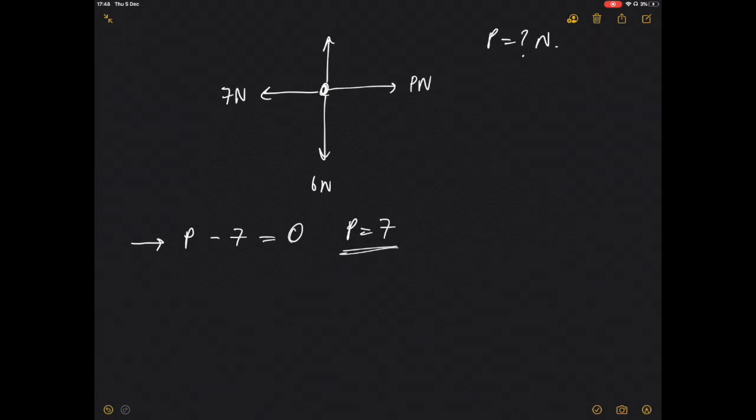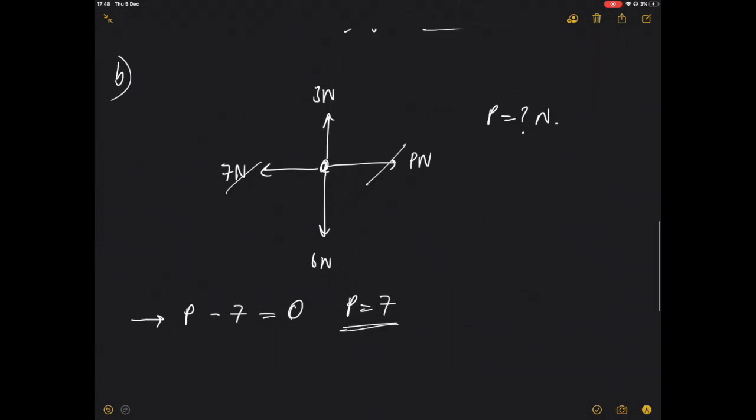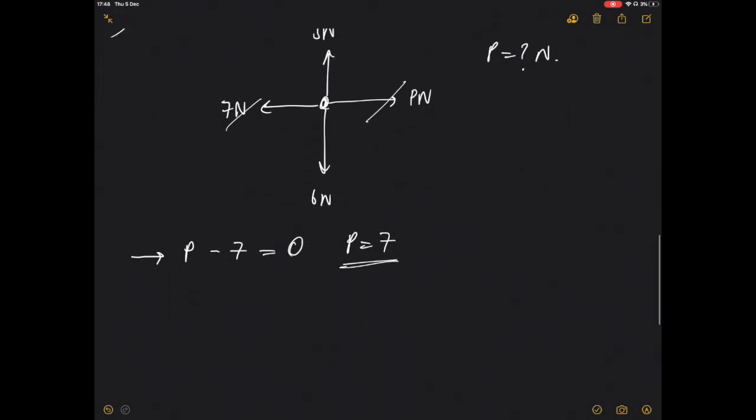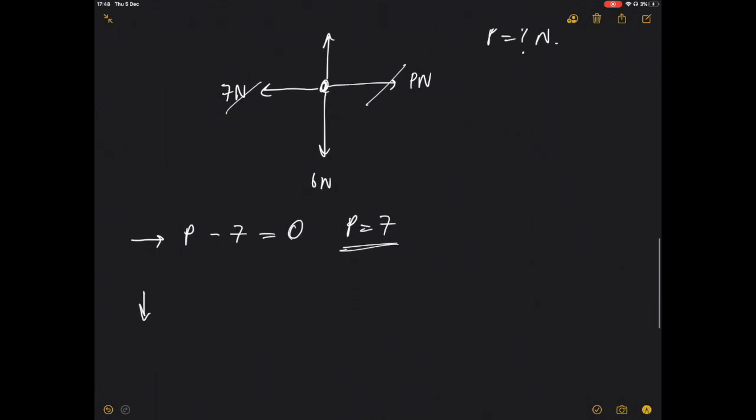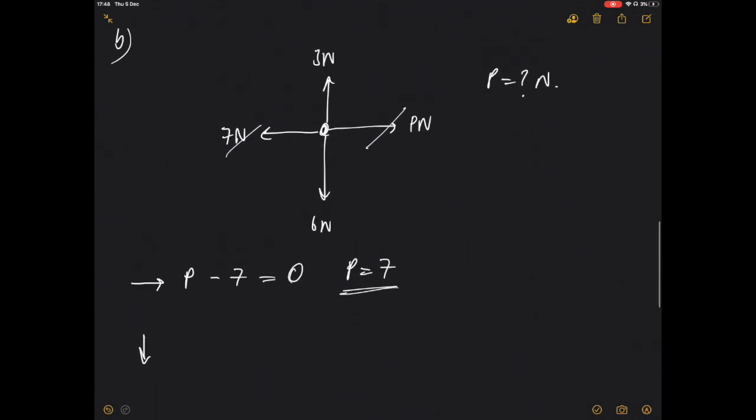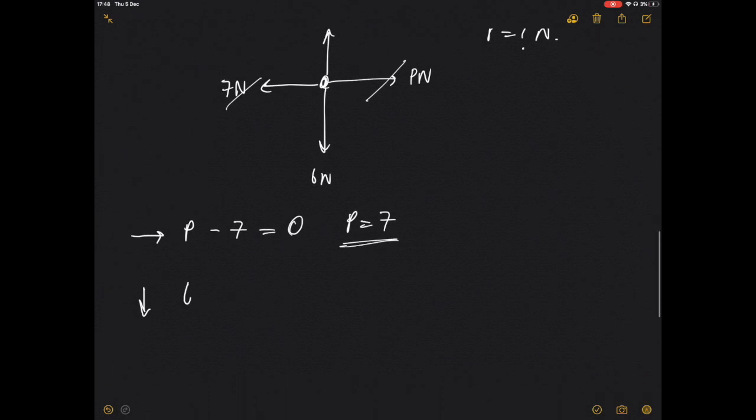Okay, so we're not bothered about these. These have gone. We just want to look at our vertical motion. So if we want to resolve downwards, maybe we call this positive down, it would be 6 minus 3. So then our resultant would be 3 in that direction.